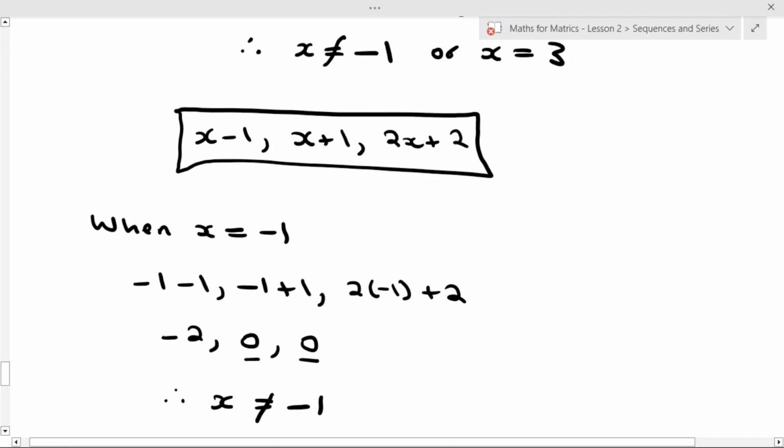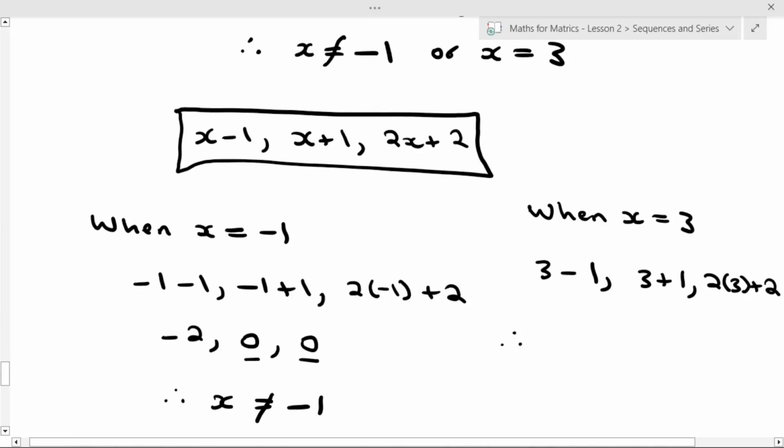Now let's write down the values of the first three terms of the sequence. When x is equal to 3, we have 3 minus 1, 3 plus 1, and 2 times 3 plus 2 as the first three terms. Therefore, the values of the first three terms of the sequence are 2, 4, and 8.